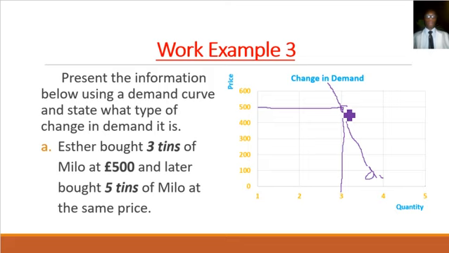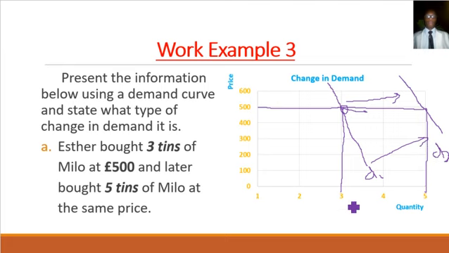So look at it. At £500, she now bought 5 of it. Have you seen it like that now? Good. So you have it here, and that gives us our D2. Have you seen that? So you can see the quantity demanded has increased from 3 to 5. Can you see that now? Now you can see obviously this is an increase. But what type of increase is it? Is it an increase in demand or an increase in quantity demanded? Of course, the answer is increase in demand.